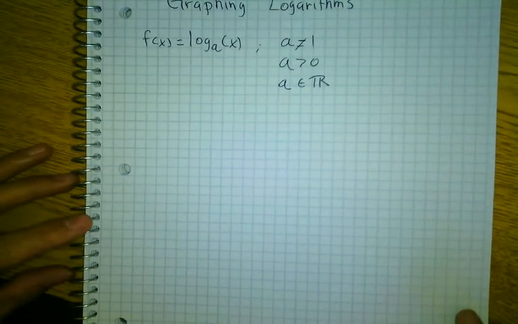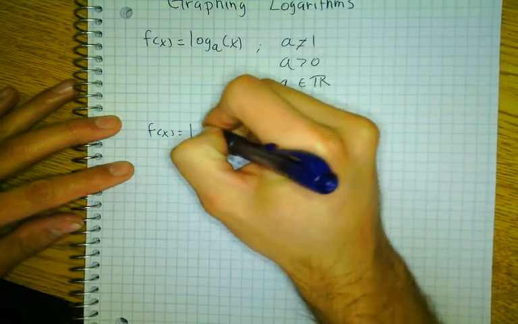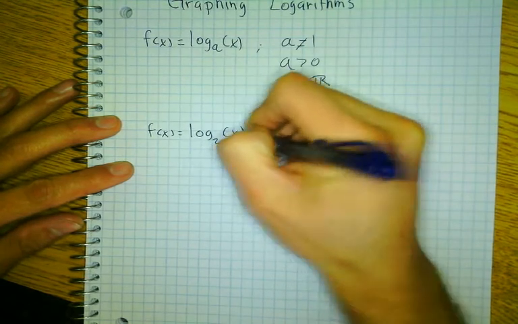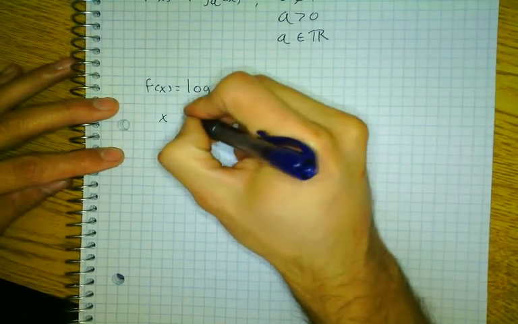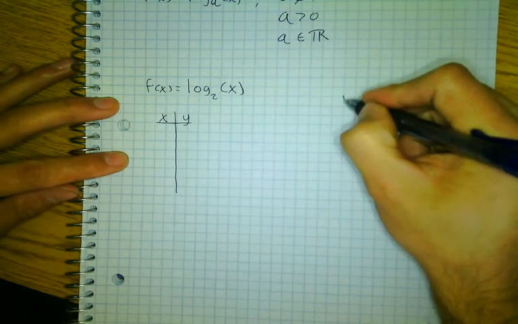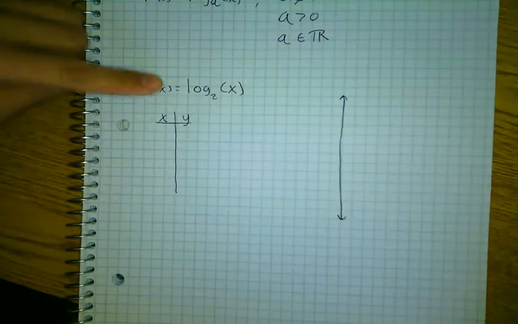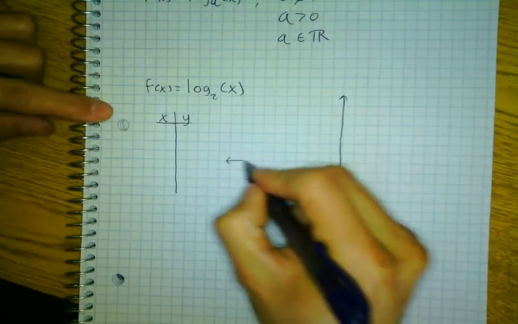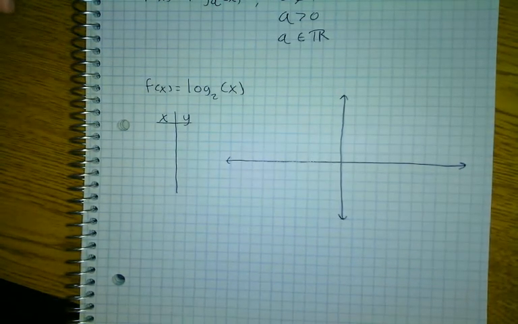All right. So let's start out with a parent function to keep this simple. I'm going to start out with f of x is equal to the logarithm base 2 of x. We're going to create a table to make this simple. Number 1. This would be the inverse function of what? 2 to the power of x. So, the parent function of 2 to the power of x.